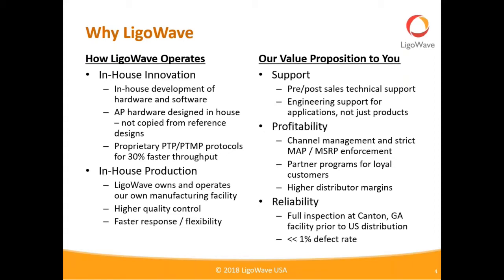Our value proposition to you comes in 3 points. One is support. We have free pre- and post-sales technical support. As I mentioned, that is US-based. The engineering support is for applications and not just products. So if you come to us with a project, we will support figuring out how to make our product work with you in conjunction with other products as necessary, because we are applications and solutions focused. We are not just trying to sell you more products. We're trying to make sure that you have the right products for your application. So our pre-sales and engineering support is really focused on applications, not just product.